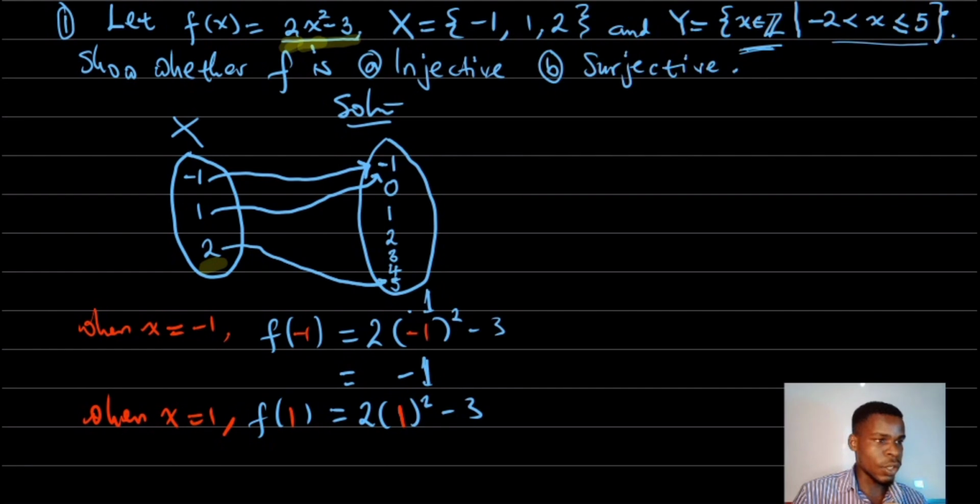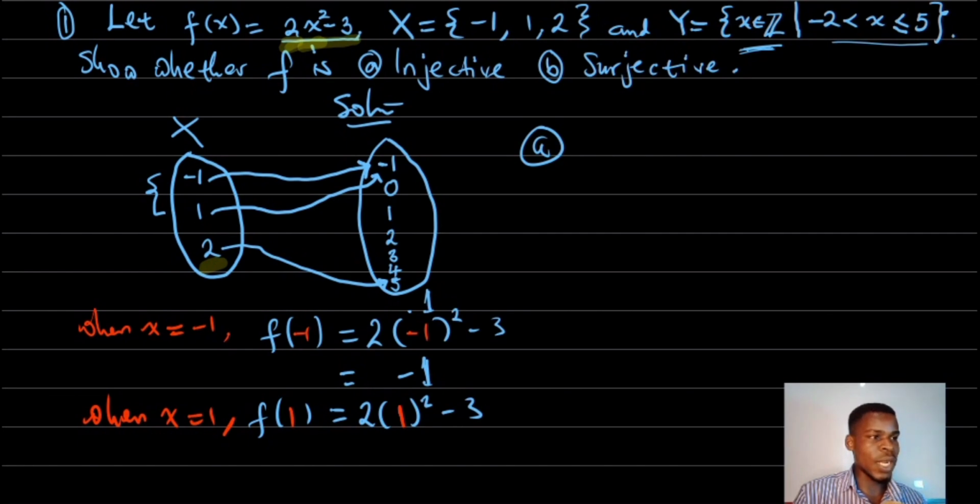Okay, so here's a question. Is this function injective? So what do you mean by an injective function? From the definition, two distinct values in the first set cannot have the same result.